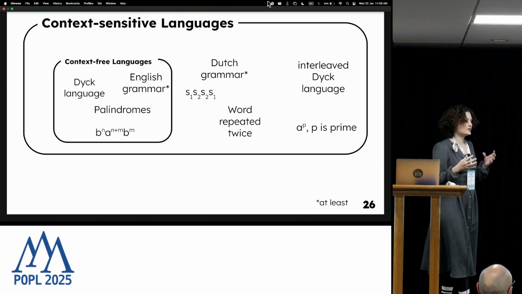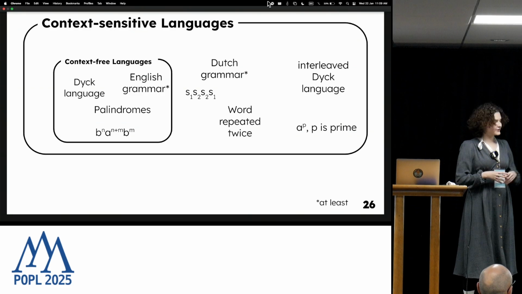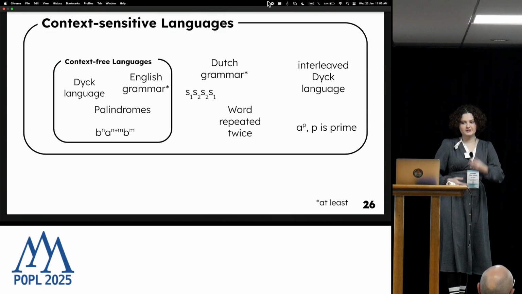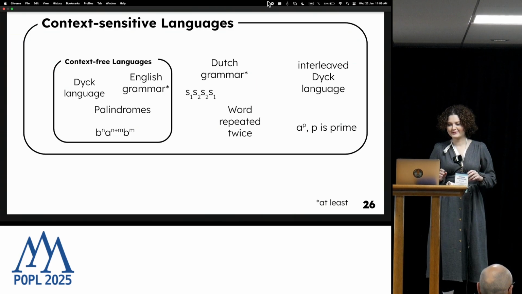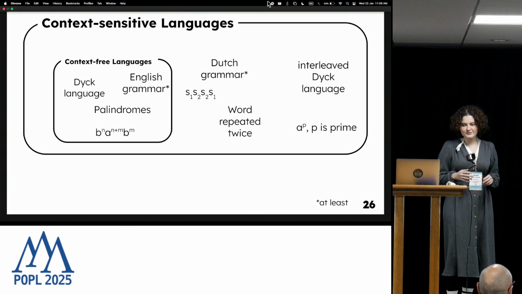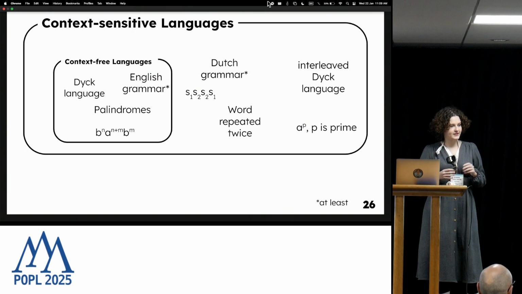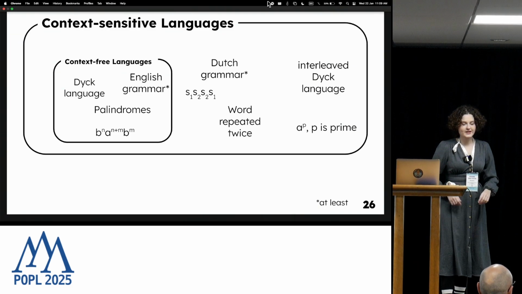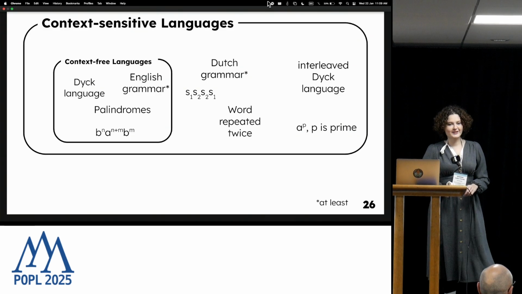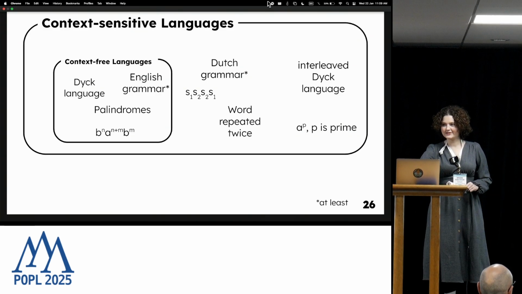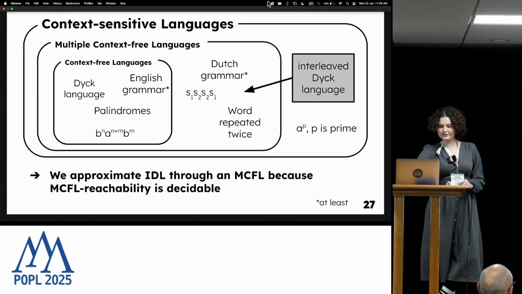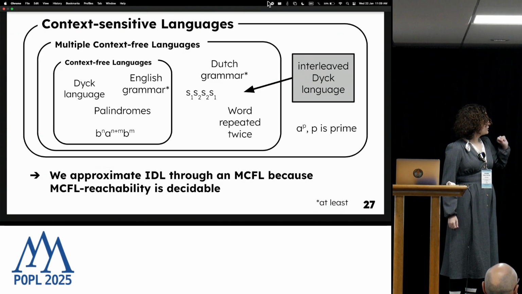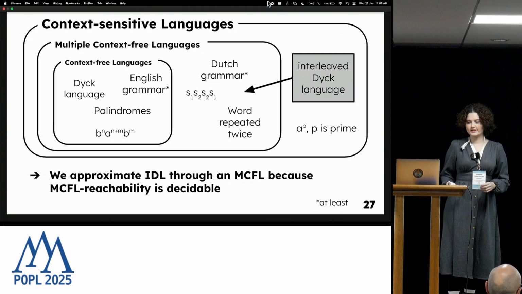Context-free languages are a very restricted set of the greater class of context-sensitive languages, right? It includes things like the Dyck language, the English grammar is a context-free language, kind of. Palindromes are a context-free language, but even things that for us are kind of simple, like just the language of words repeated twice, or Dutch, cannot be expressed as a context-free language. So what we're going to do here is define the set of multiple context-free languages, which are a generalization of context-free languages.